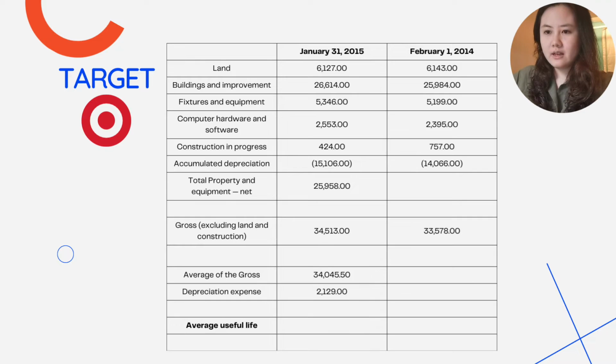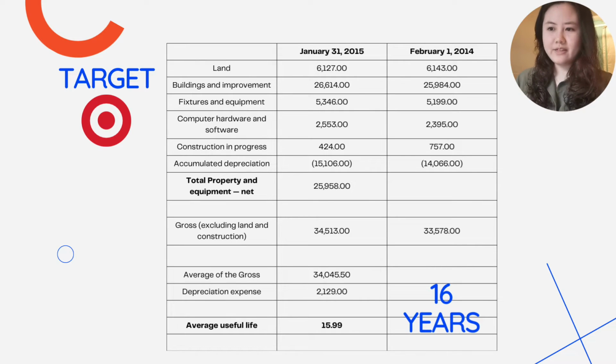$34,045.50. Now that we have the average of the 2 years, we take our depreciation expense and divide the average by the depreciation expense, and this would give us the average useful life in years for Target. So now if we divide $34,045.50 by $2,129 of depreciation expense, the quotient of which will be 15.99, so we can say that Target's assets have a useful life of around 16 years.